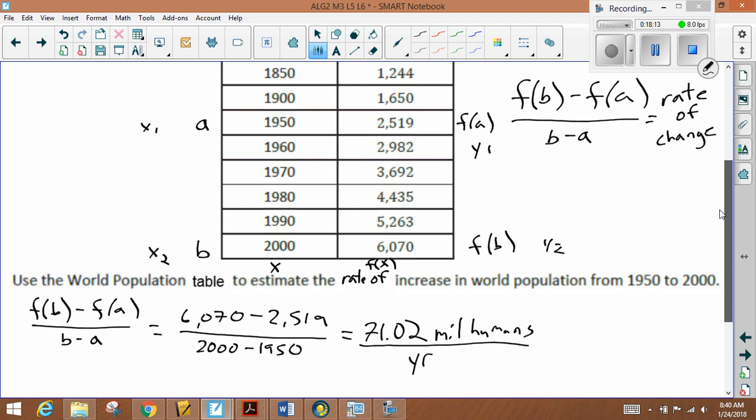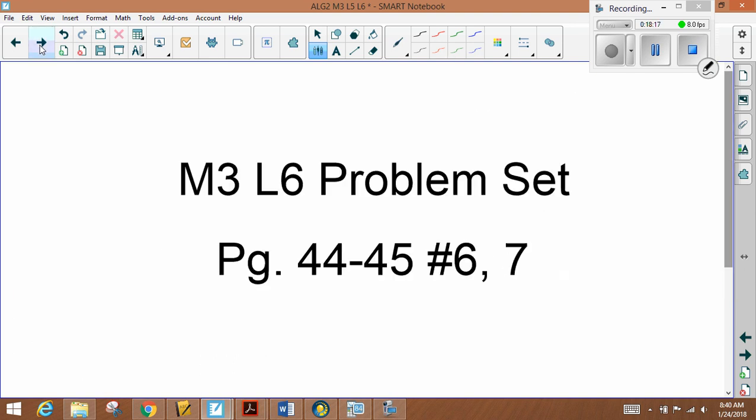So your homework for this is numbers 6 and 7 on module 6. I'm going to do another example for you, though, right now.